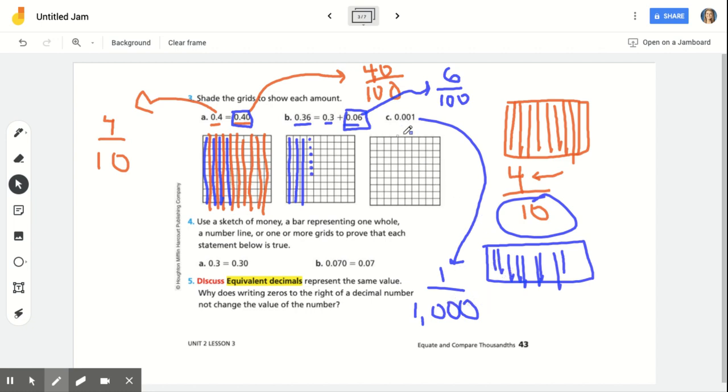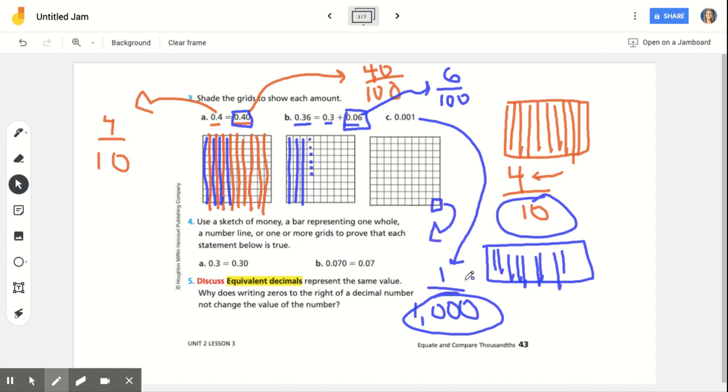But this is only split up into 100 pieces still. I don't have 1,000 pieces here. Well, how can I represent 1/1000 here? What we're going to do is take one of these boxes, any box. I'm going to use just this lower one right here.